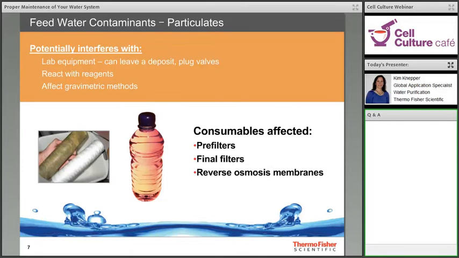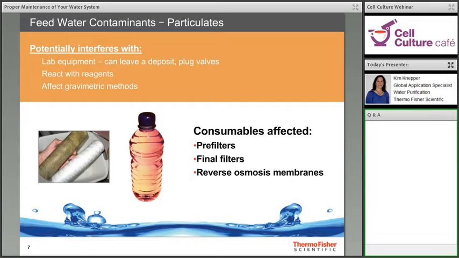The third impurity in water are particulates. Particulates in water, such as rust, sand, silt, plumbing debris, may actually be visibly floating around in your water, or they may even settle out into your beaker. Now, these particulates can plug valves and filters, and in reverse osmosis systems, they can plug the RO membranes. And even particulates that are submicron can have the same effect.